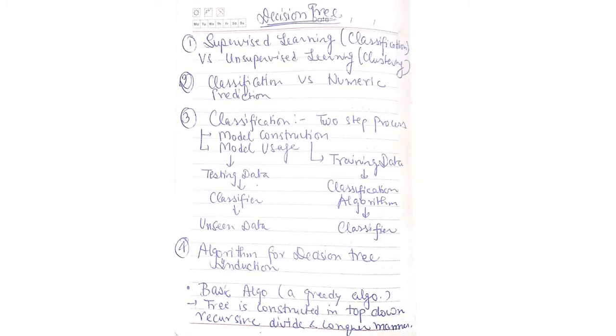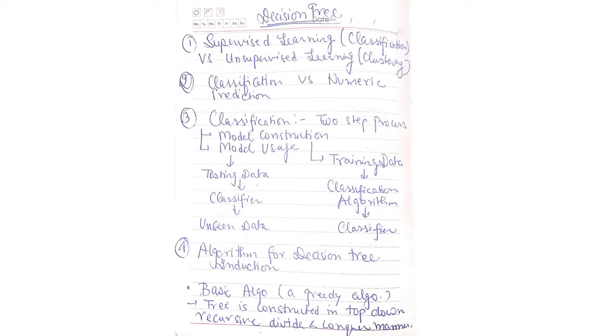So what is decision tree? Before going to the decision tree, we would like to revise supervised learning and unsupervised learning, which we have studied in our previous lecture. Supervised learning was that learning in which we have the class label along with the attributes, while the unsupervised learning didn't have the class attributes or decision variables. An example of supervised learning was classification, and for unsupervised learning was clustering.